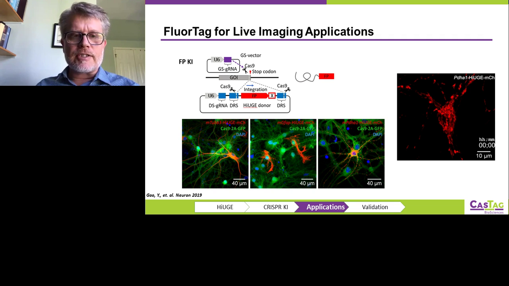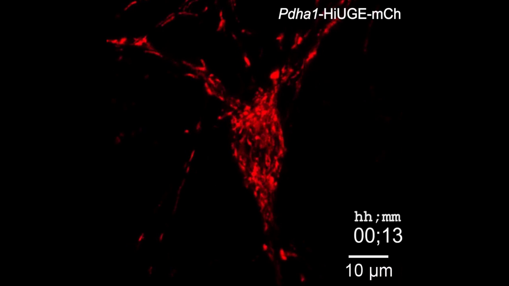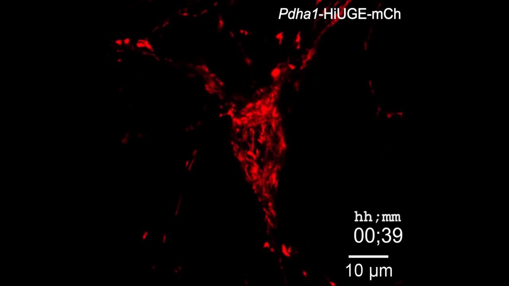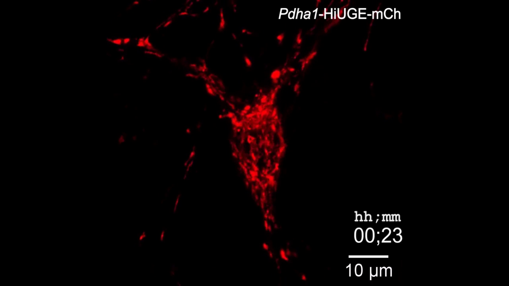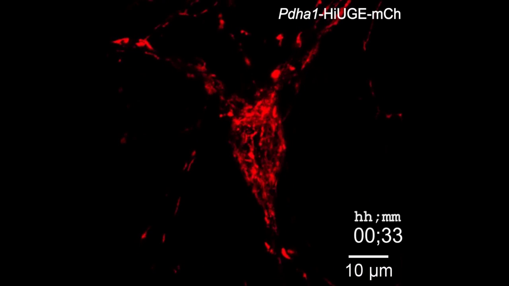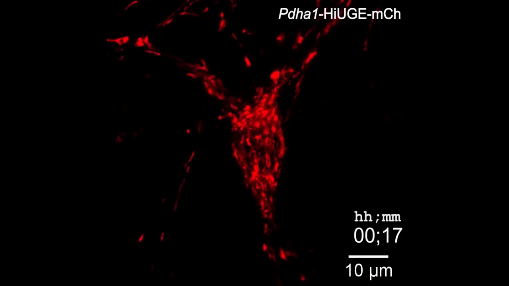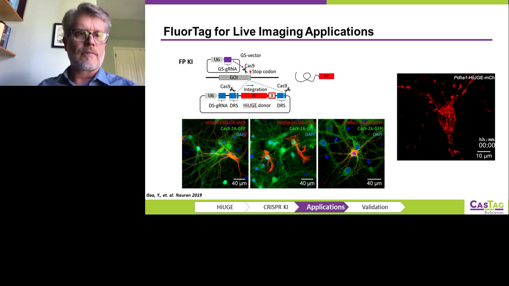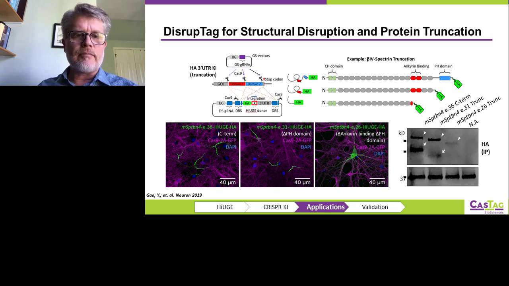And in just a second, you're going to see this movie play. It's going to loop through 4 different times. Okay, so hopefully you saw there, you can easily image the dynamics of your proteins of interest. In this case, red fluorescent protein labeling mitochondria.